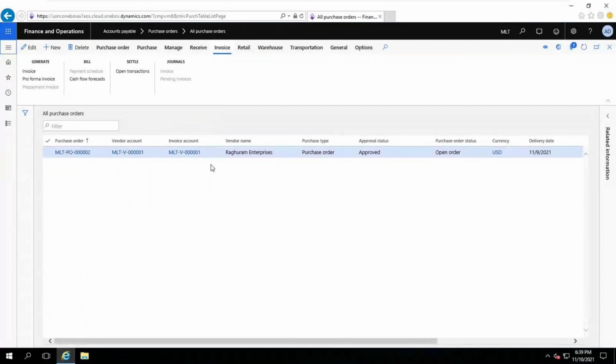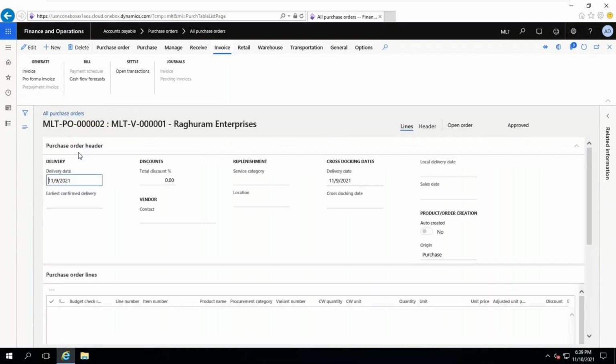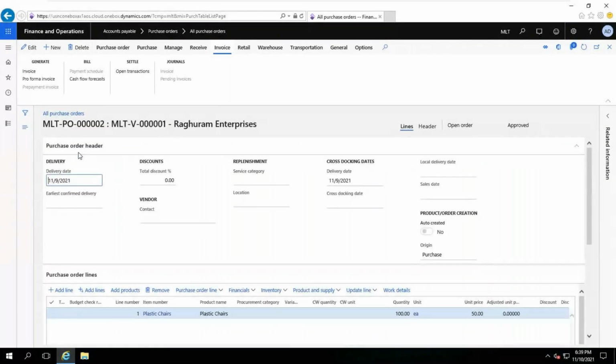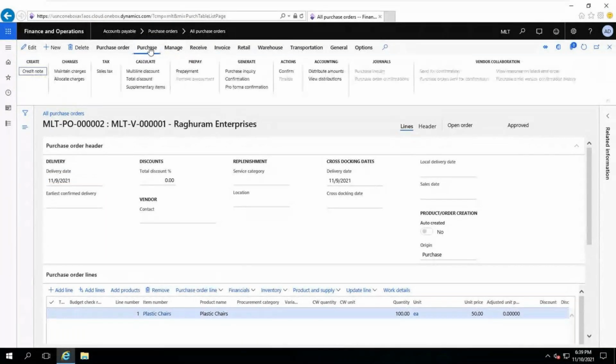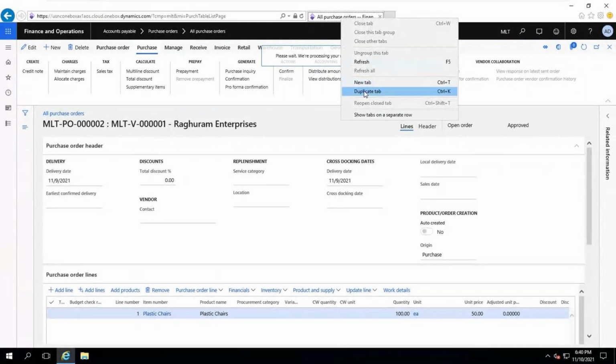Okay. So I have created a purchase order yesterday, but we have not done anything. Now let me do a confirmation. In the Purchase tab, under actions, confirm or generate confirmation. In this you can take a printout, in this you cannot take a printout. That's it. That is the major difference. Now duplicate.